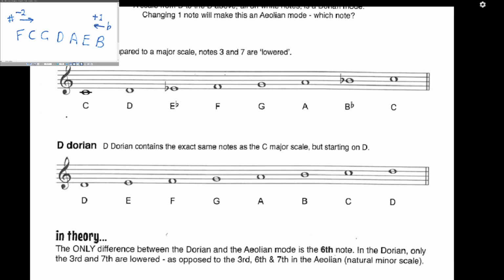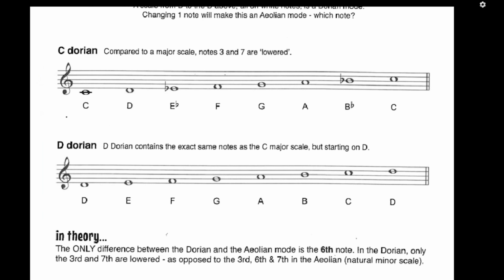So F, C, G, D, go up to D, the name of the scale, take away 2, we're left with F and C. So D major would have been F sharp and C sharp. However, the F is natural and the C is natural, hence why we say the third and the seventh have been flattened or lowered, even though there's no accidental symbol next to them.